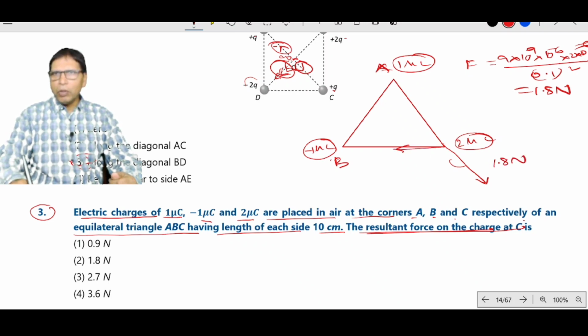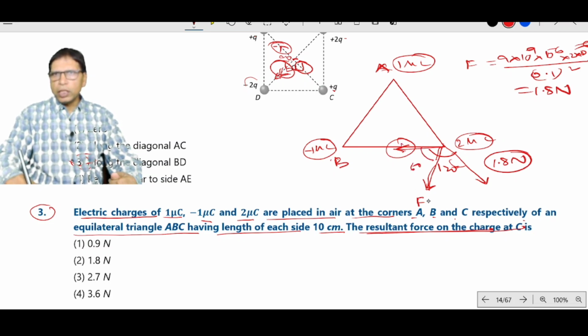Now, the angle between the two forces is 120 degrees. So the resultant force, suppose it is directed along this direction. As these two forces are equal, the resultant force is directed along the angle bisector. Okay, no problem. So this angle is 60 degrees.